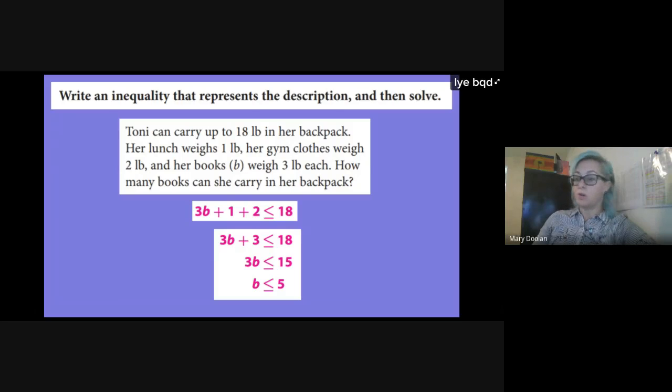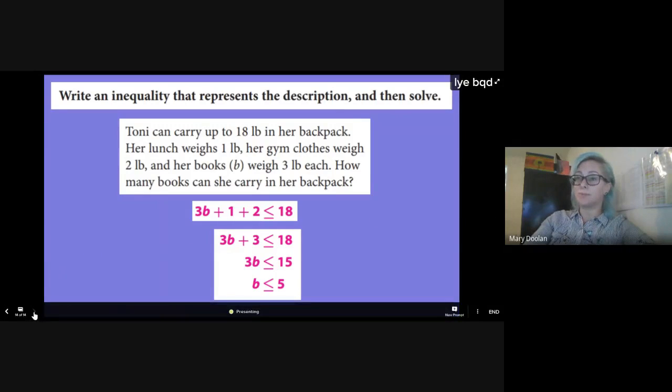She can carry no books. She could carry 1 book. She could carry 2 books. She could carry 3 books. She could carry 4 books and even 5 books. Those are the only possibilities for the number of books that she can carry and still keep her backpack weight less than or equal to 18 pounds.